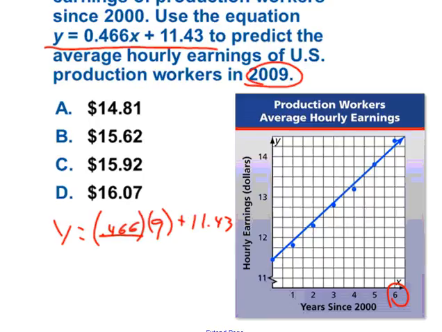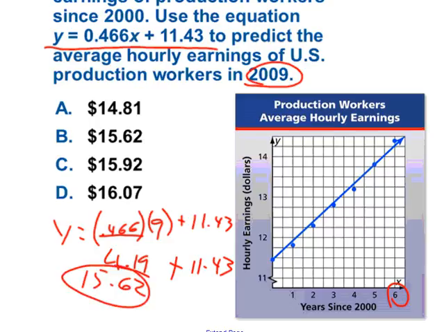Well, 0.466 times 9 I'm going to do on my calculator. 0.466 times 9 years would show an increase of $4.19. So let's go 4.19 plus 11.43. And I'm going to add those together. And I get a total of $15.62. So their average wage would be somewhere in the vicinity of $15.62. Thank you.